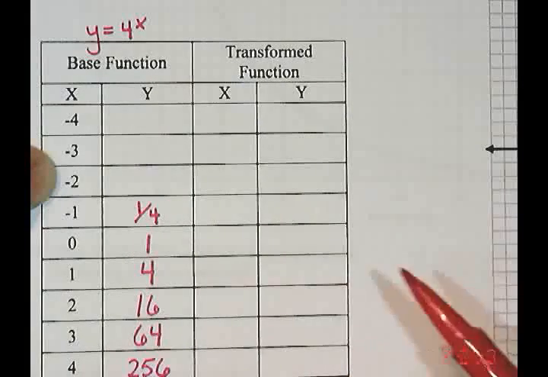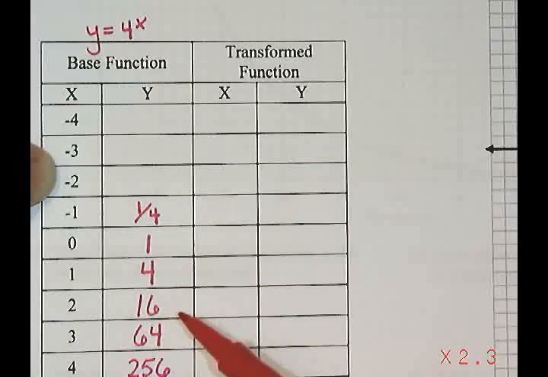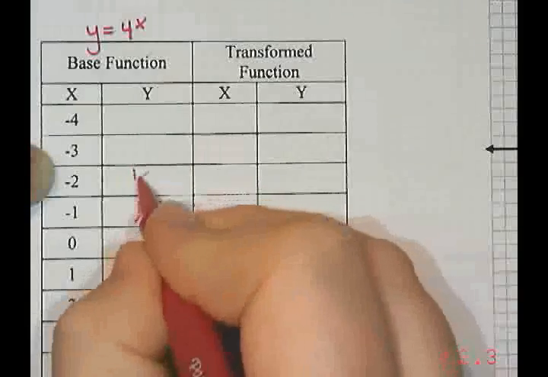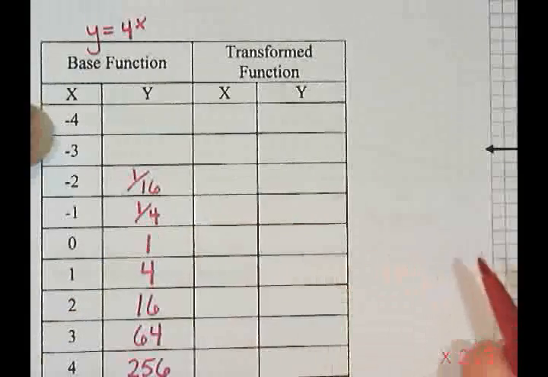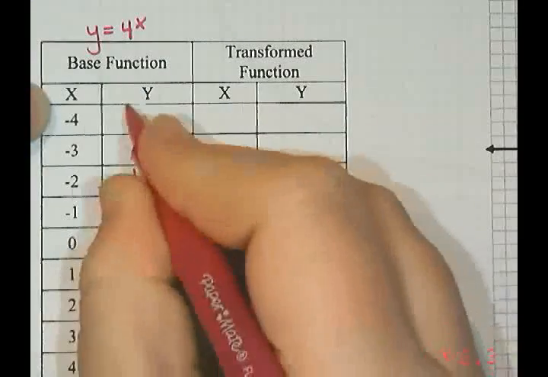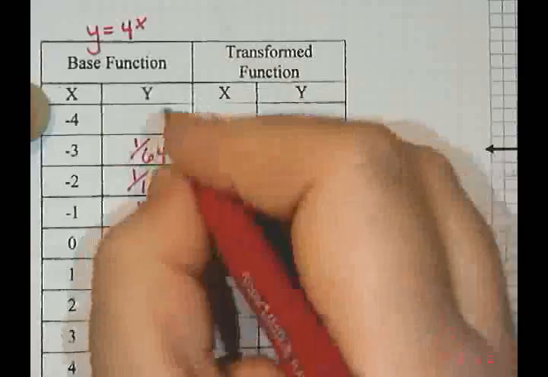4 to the power of -2, I take a look at +2, which is 16, and I make it a fraction, so it's going to be 1 over 16. -3 is going to be 1 over 64, and negative 4 is going to be 1 over 256.